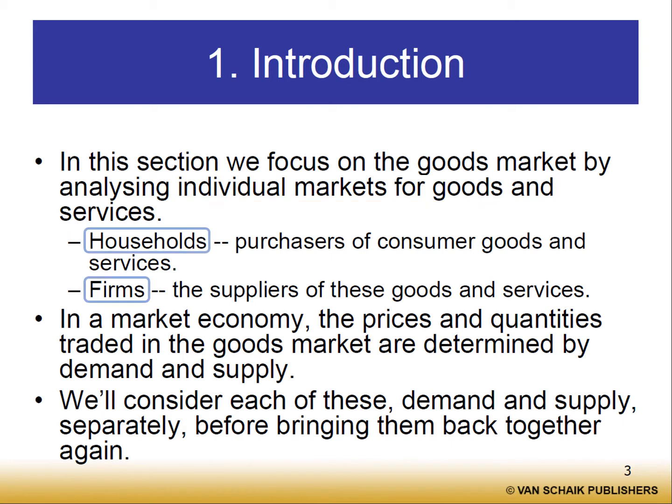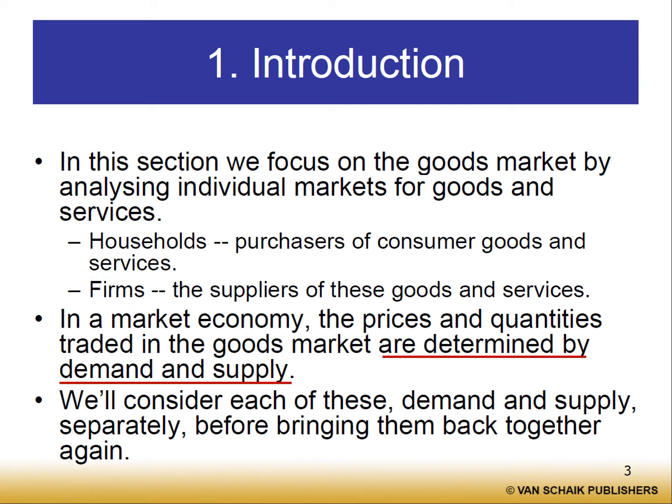The two main actors in a market, in the goods market specifically, are the households and firms. These are the participants in the market. Households being the buyers of goods and services, whereas firms are the suppliers of goods and services.